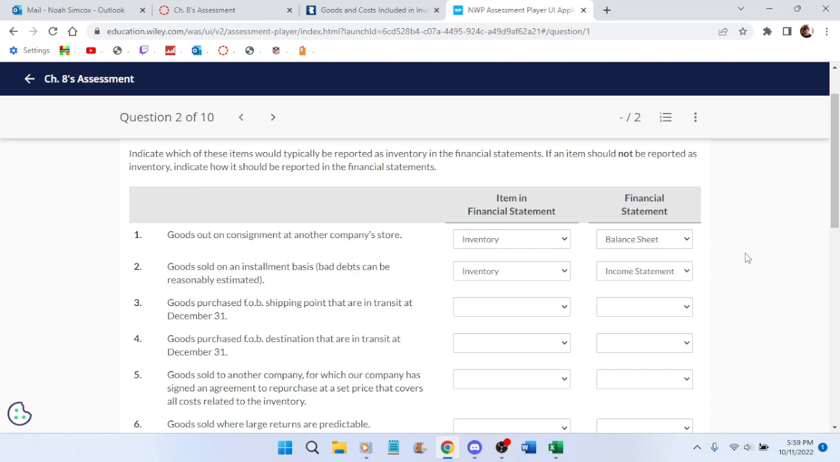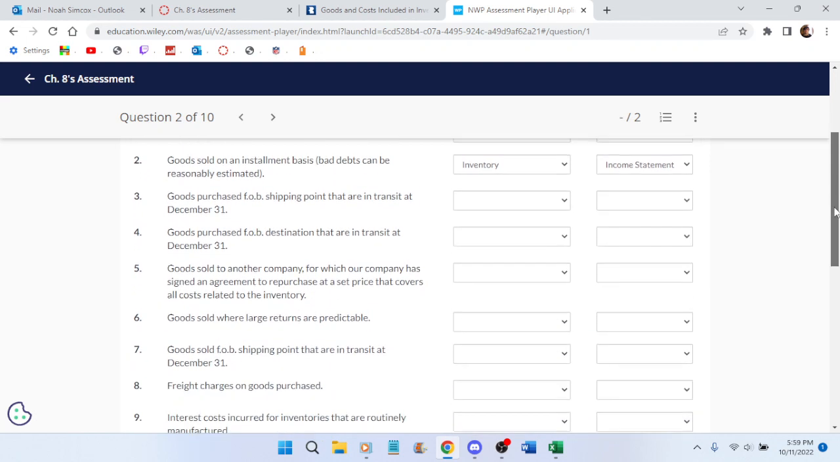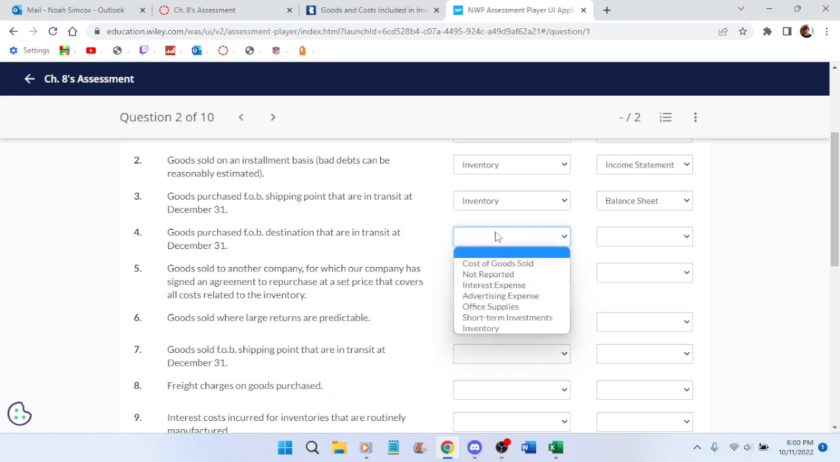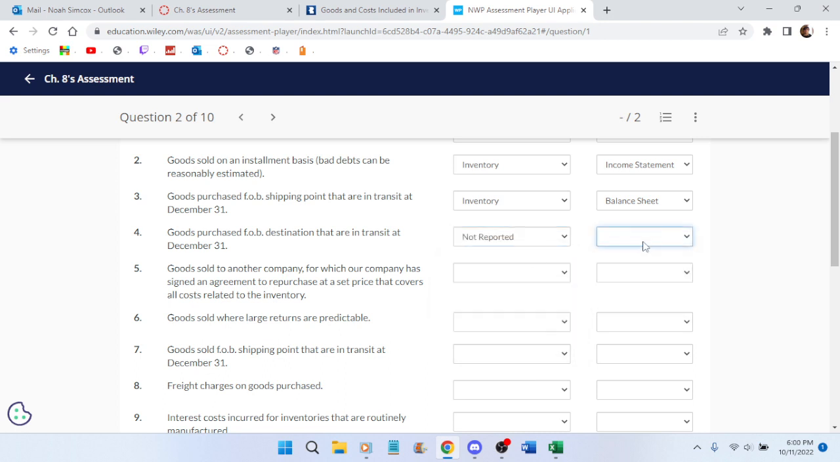Man, I remember doing this. This was so incredibly fun. What a fun time this was. Purchased FOB shipping point in transit. Inventory. Purchase. Are they not reported? Probably not, right? Well, if it was reported, if you purchased them already, you already paid for them. No. The goods themselves are not reported anywhere.